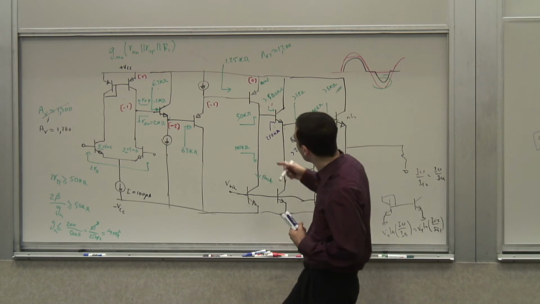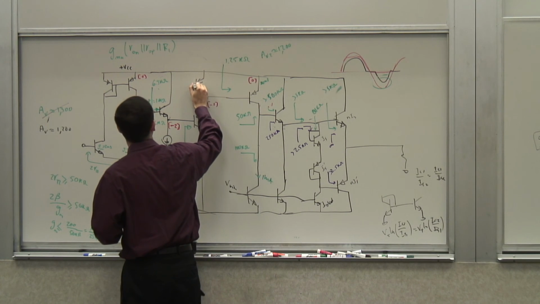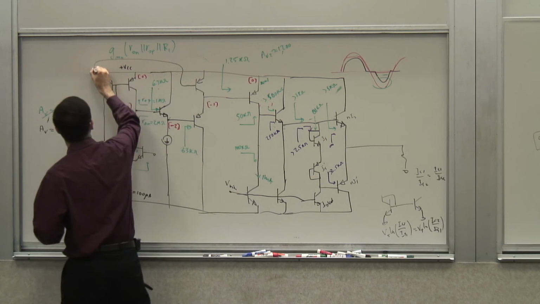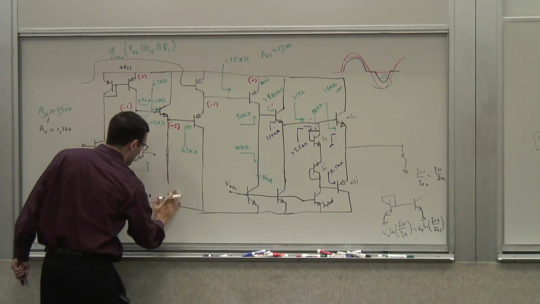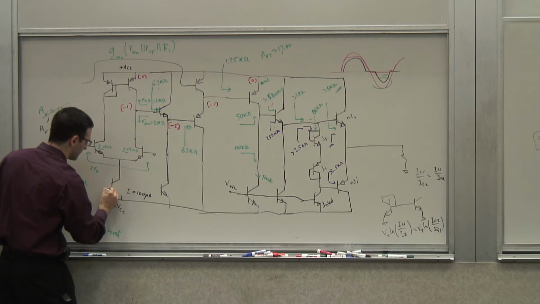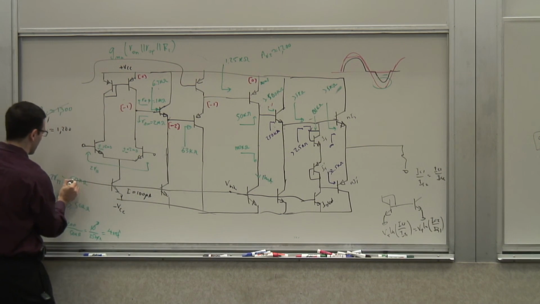Now, what else do I have? I also have a current source up here that I need to take care of. And I have a current source here, which I can, again, use the same branch for biasing, and another one here. So use all of these guys.